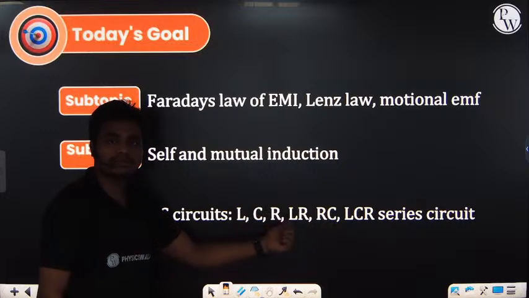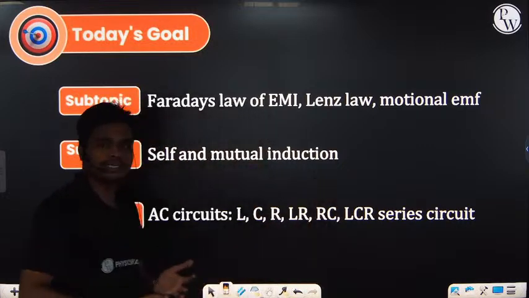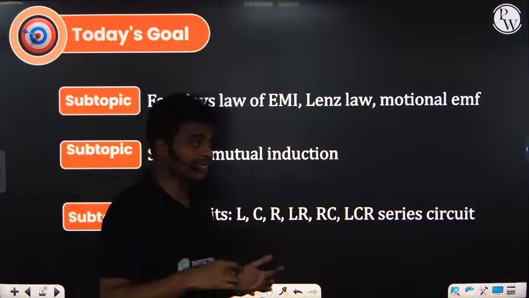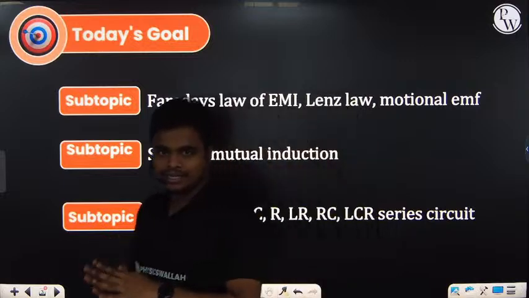Then we have a combination of inductance and resistance. Then a combination of resistance and capacitance. Then a combination of resistance, capacitance as well as inductance. So these circuits are what come under alternating current.